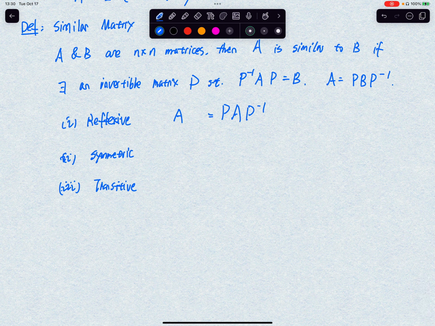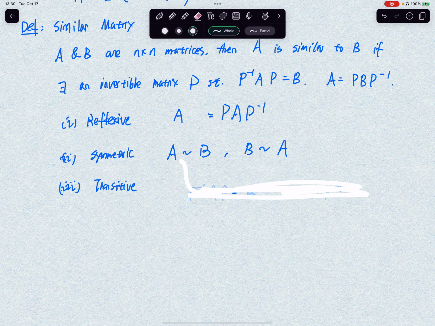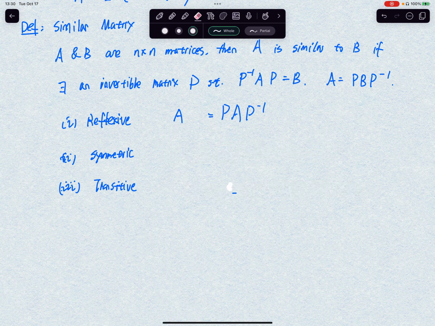Now the symmetric: if A is equivalent to B, we have B equivalent to A. That is, P inverse A P equals B, and we have A equals P B P inverse. So this relation holds automatically by our definition.